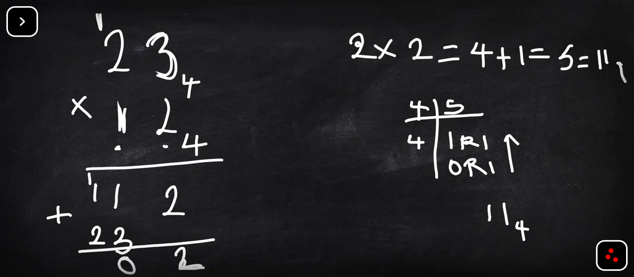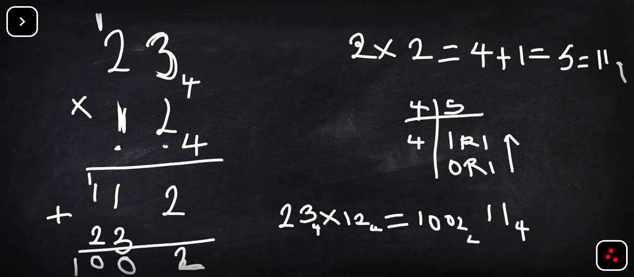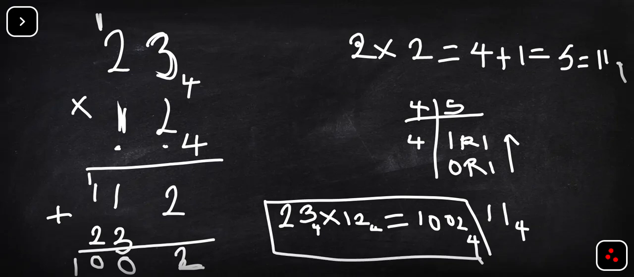Now 1 plus 1 plus 2 is 4. So it's still base 4. To convert 4 to base 4 is still what? 10. So we're just going to write 10. So the answer to the question 23 times 12 base 4, each of them in base 4, is going to give you 1002 base 4. All right, that's how you do multiplication in number bases.